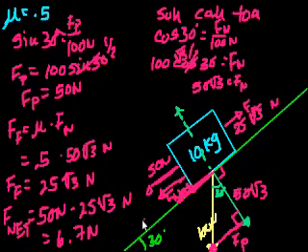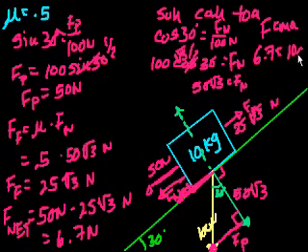So how fast is the object going to accelerate? Well, 6.7 divided by the mass, right? F equals ma. So 6.7 is equal to 10 times the acceleration. Divide both sides by 10. So 0.67 is equal to the acceleration. That's 0.67 meters per second squared. Actually, I don't have space for the units.